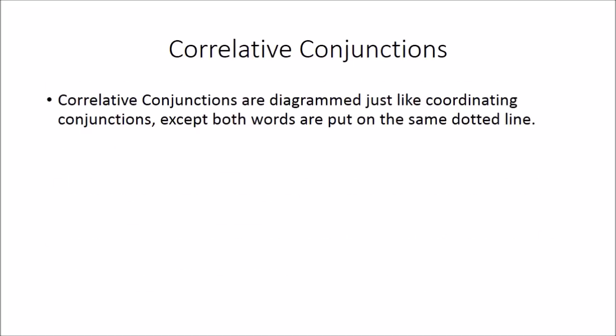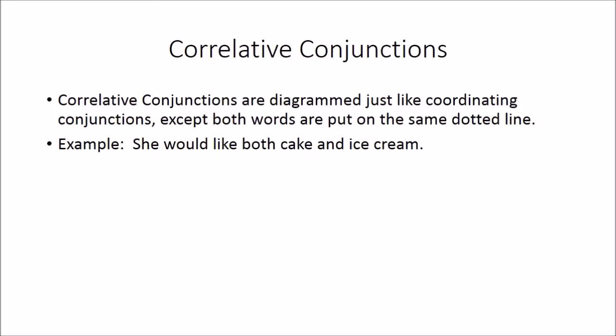So they're diagrammed just like coordinating conjunctions. So that's going to make this easy, except both words are put on the same dotted line. Okay, let me show you what that looks like. Let's give it an example. She would like both cake and ice cream. Yummy, I'd like both cake and ice cream too. All right, here we go. She would like both cake and ice cream.